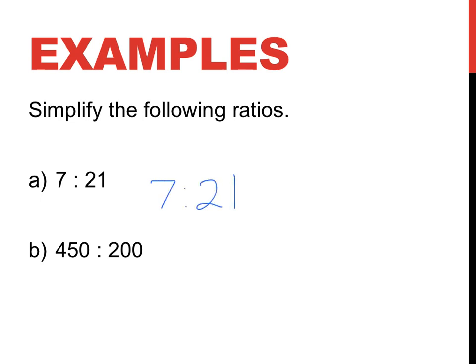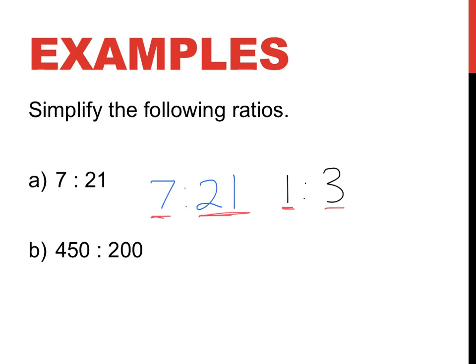I'm assuming a few of you can see the common factor. I can say for every 7 parts there's 21, but there's also a number that's common to 7 and 21, and that's 7. 7 goes into 7 once, and into 21 3 times. So I can say for every 7 parts there's 21 parts, or the equivalent ratio, for every 1 part there's 3.